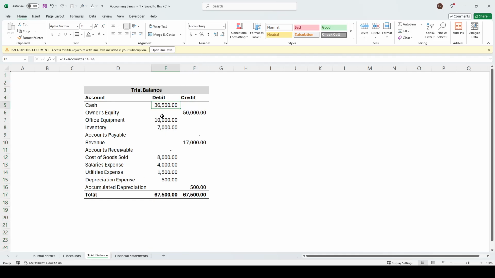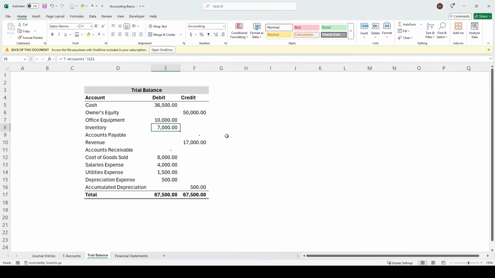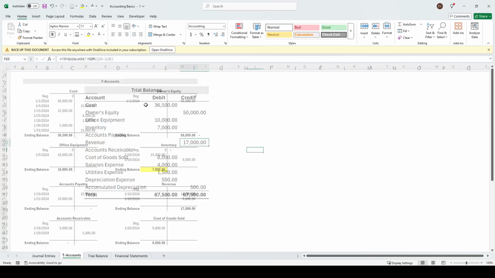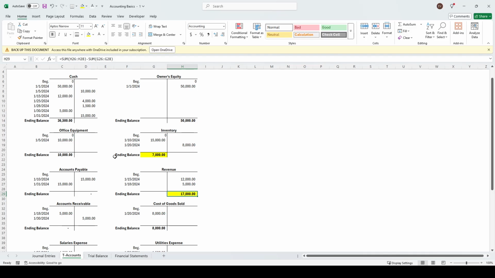And so if you see this, these formulas are linked to the T accounts. If I go ahead and click on inventory and just backtrack here for a second, this will take me to the T accounts of total ending balance of $7,000. If I want to look at revenue, we have $17,000. If I backtrack to see where that takes me, it goes to my T account of $17,000. So you start to see how everything is connected.